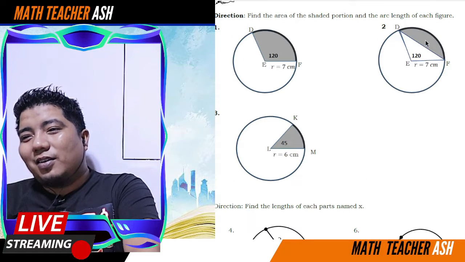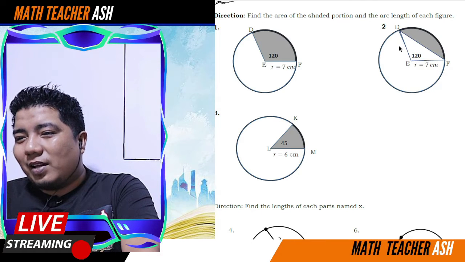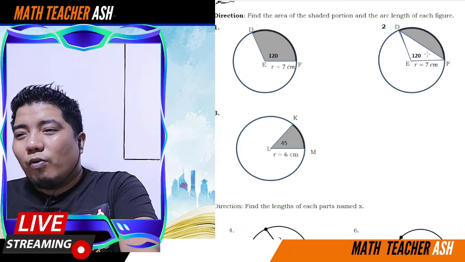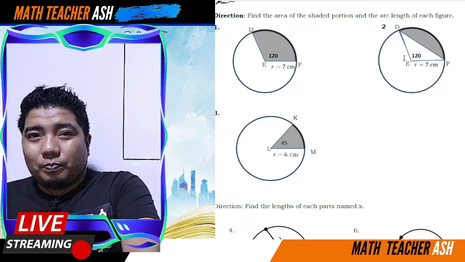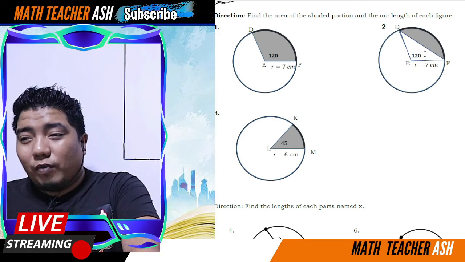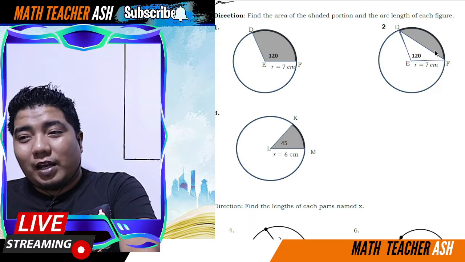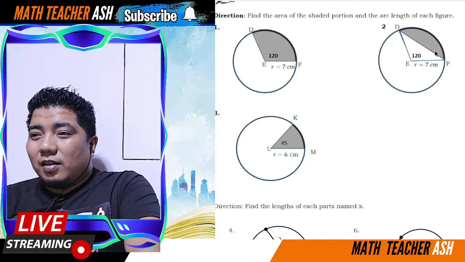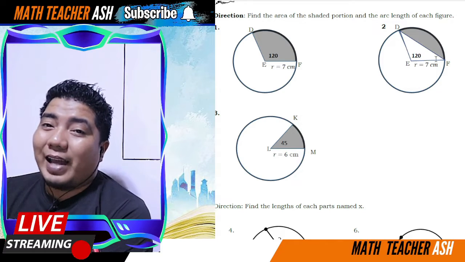Ito naman dito, somehow, kukunin mo muna si triangle dito. Of course, so this is 7, and this is 120. So what you will do is you apply the AB sine theta over 2. So 7 times 7, that is 49, over 2. So that is 49 over 2. So what is half of 49? That is 24.5. Okay, 24.5 sine 120.